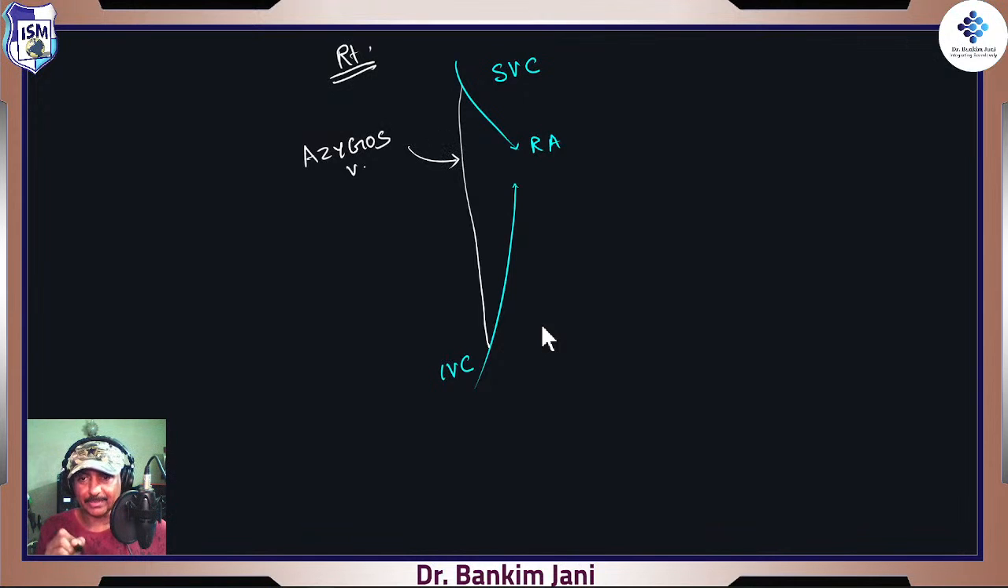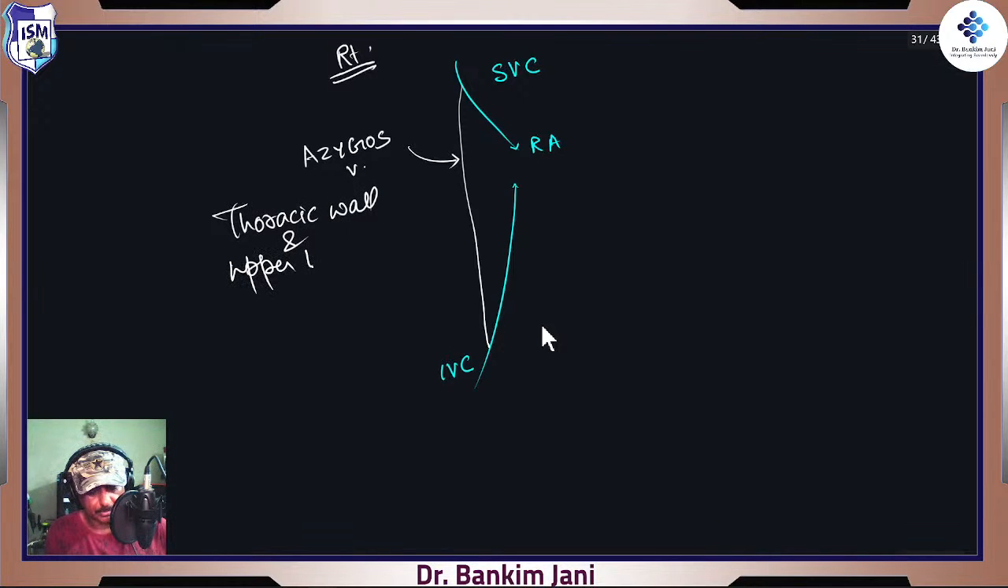So azygos is something which drains the thoracic wall and the upper lumbar region, right? This is the reason that it would be having so many tributaries, right? They all will be ending up into the azygos vein.